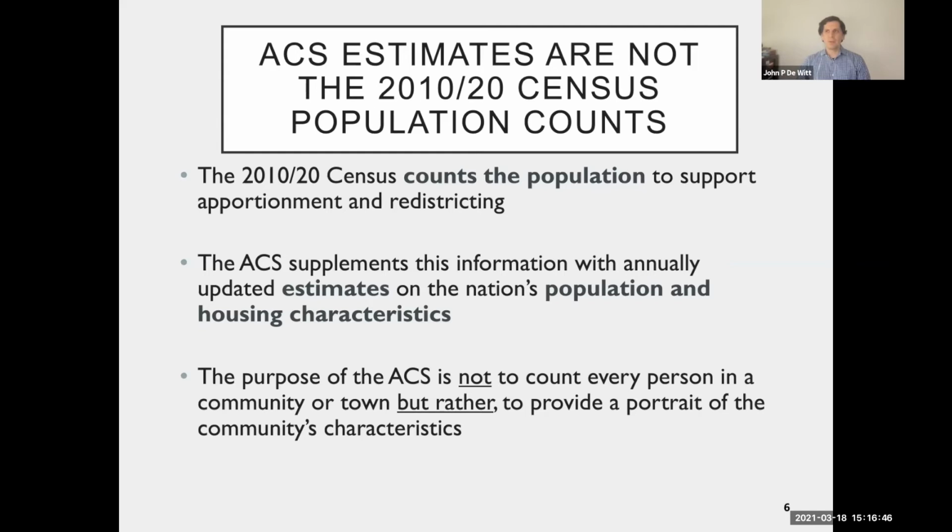timely estimates on a wide range of topics. We mentioned some of those earlier in the first hour, but there are a wide range of housing level, household level, person level, and family level characteristics that are provided by the American Community Survey. One of the caveats the Census Bureau likes to say is that the goal of the ACS is not to count every person, but to provide a picture of the characteristics of that community.